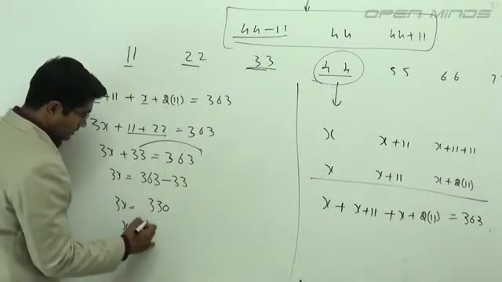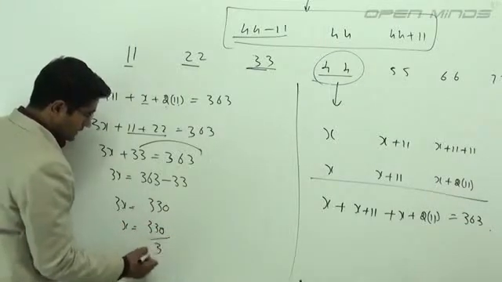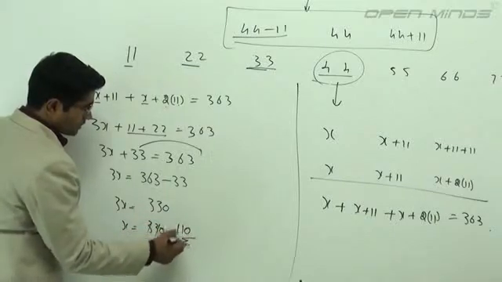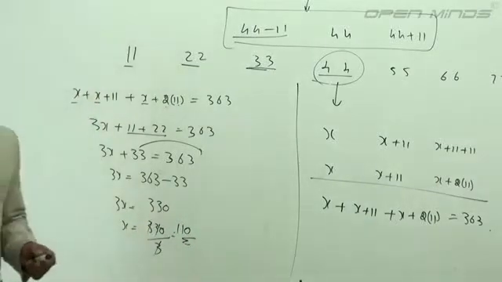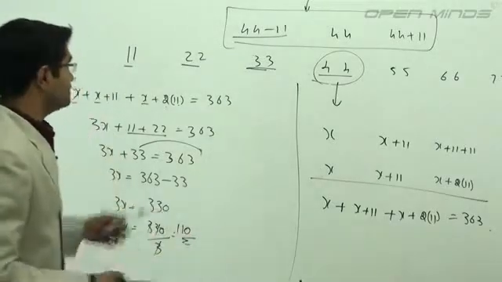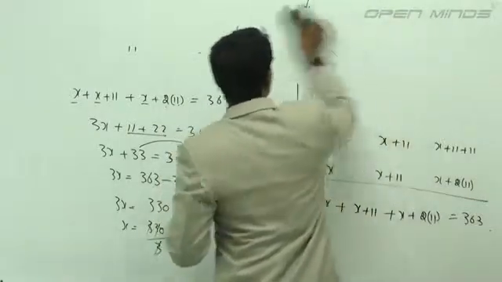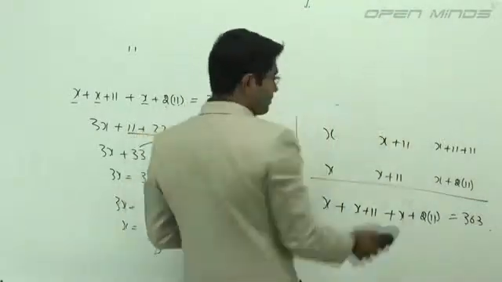So 3x would be 363 minus 33, which is 330. Now can I divide this? 330 divided by 3 is 110. Okay. 110 is the number I was looking for in this case. Now let's go ahead and see whether what I got is sensible or not. That's the whole procedure basically.